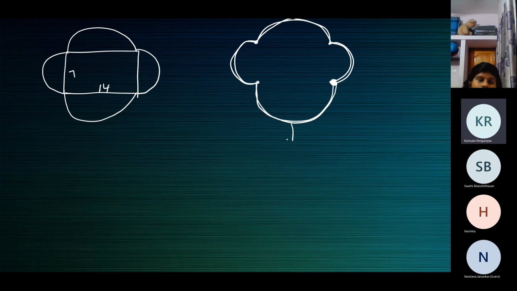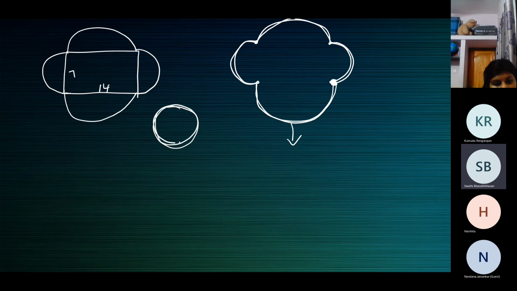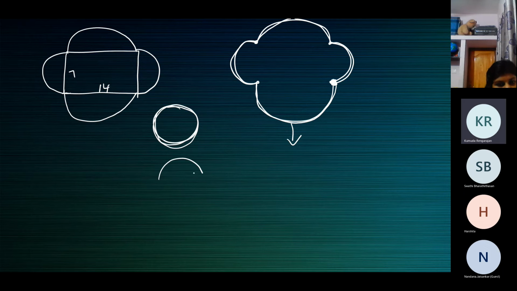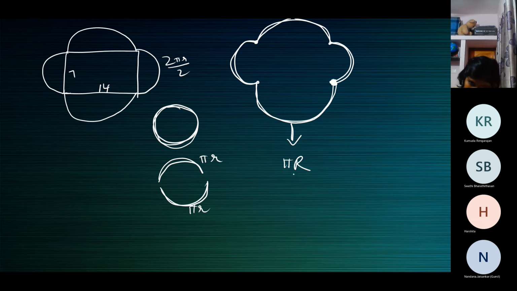So what is the length of this semicircle? What is the length of a circle? 2 pi r, ma'am. So this one will be pi r and this one will be pi r. 2 pi r by 2. So this is pi r. The length of this arc is pi r. The length of this arc is pi r. Pi r and pi r put together is 2 pi r. So this one is pi r, but it will be pi capital R because its radius is 7. This one is also pi capital R.